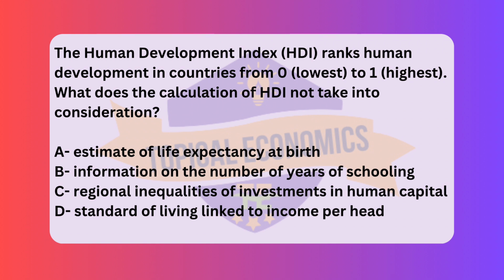Lastly, option D. Standard of living linked to income per head is also incorrect. Income per head, or GNI per capita, is an essential part of the HDI, reflecting the economic standard of living in a country. It is the third key dimension in the HDI calculation, alongside life expectancy and education.